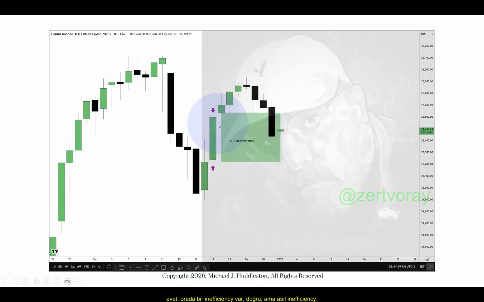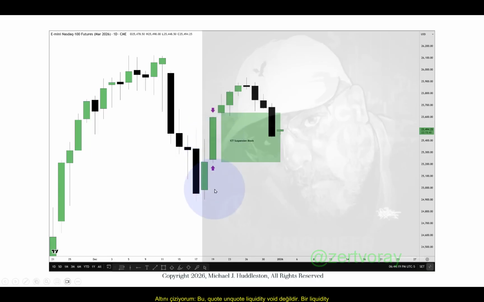Now, normally, folks would look at this candlestick's low to that candlestick's high and say that's an inefficiency. Well, yes, there's an inefficiency there. But the real inefficiency is framed by the volume imbalance down here and that volume imbalance there. So this candlestick's open and that candlestick's close. That's what's being shown here. So this candle is what's being highlighted. It's the ICT suspension block.